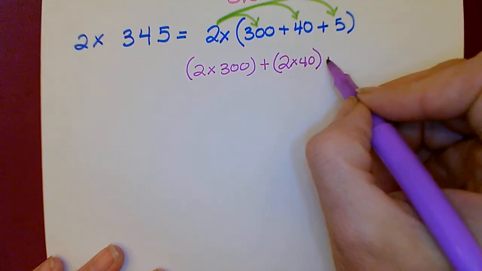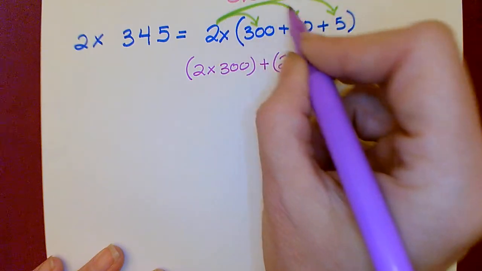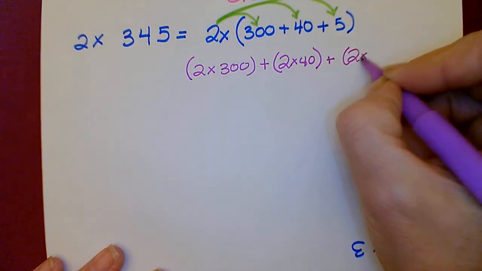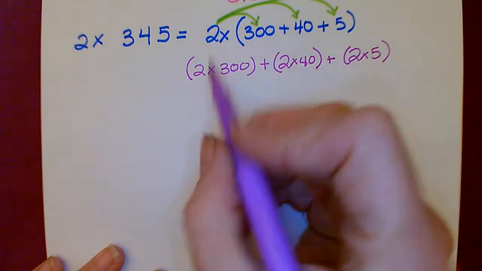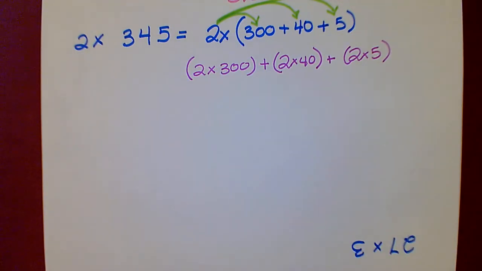Plus, don't lose your plus, 2 times 5. So 2 times 300, 2 times 40, 2 times 5. So we're just splitting it up to make it easier. So here we go. 2, now we're, oh, sorry. Let me do it step by step.